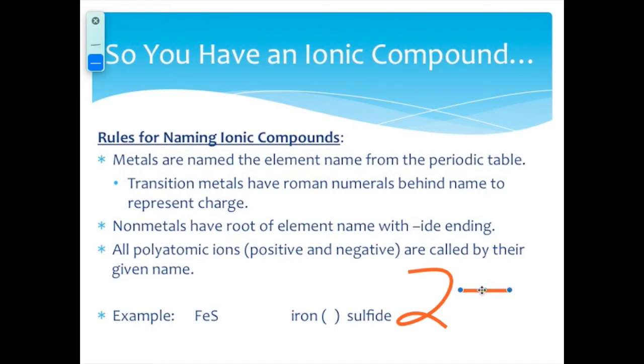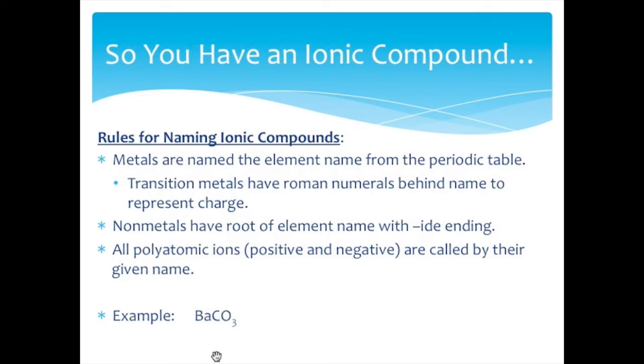If iron were to have a charge, it needs to balance out the 2-. Every ionic compound ever, all of the positives will add up to all of the negatives to equal 0, meaning that iron needs to have a 2 positive charge. That being said, we throw a 2 in Roman numerals in the parentheses to represent that 2. So our name of this compound, FeS, is iron(II) sulfide.